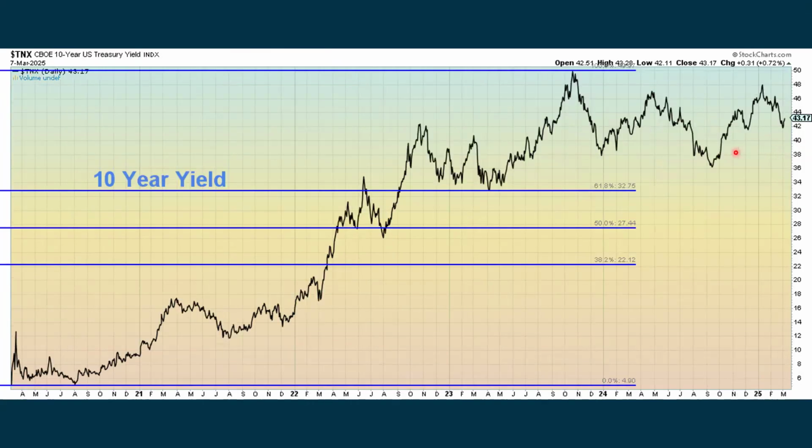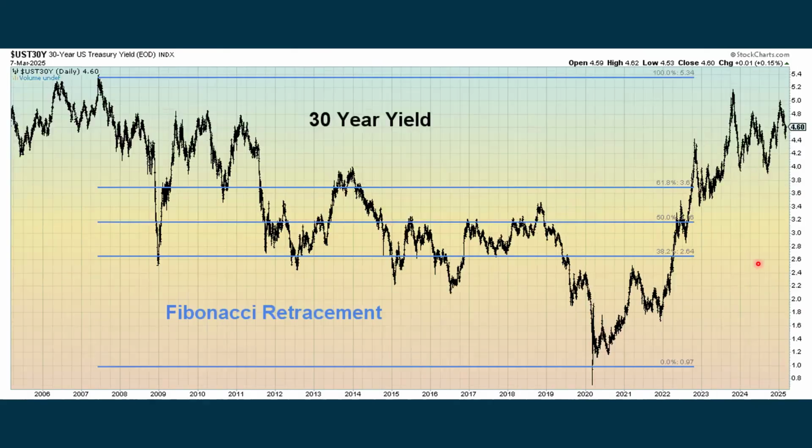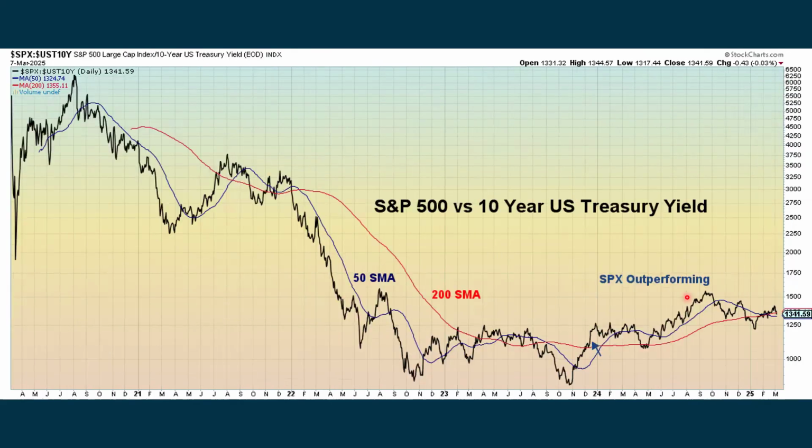Then the 10-year yield, not really any insight here. These are Fibonacci retracement levels, and we're not near any of those lines. This is a long-term chart of the 10-year yield where we've been establishing a higher range since the whole COVID crash. And then here's another fib retracement study with the 30-year yield, but we're in between all of these retracement levels. Then we compare stocks with the 10-year yield.